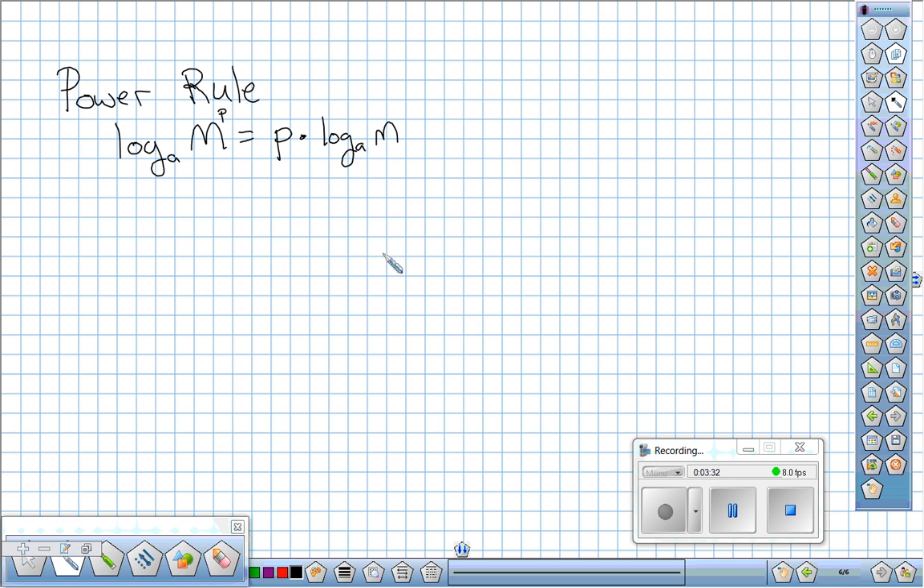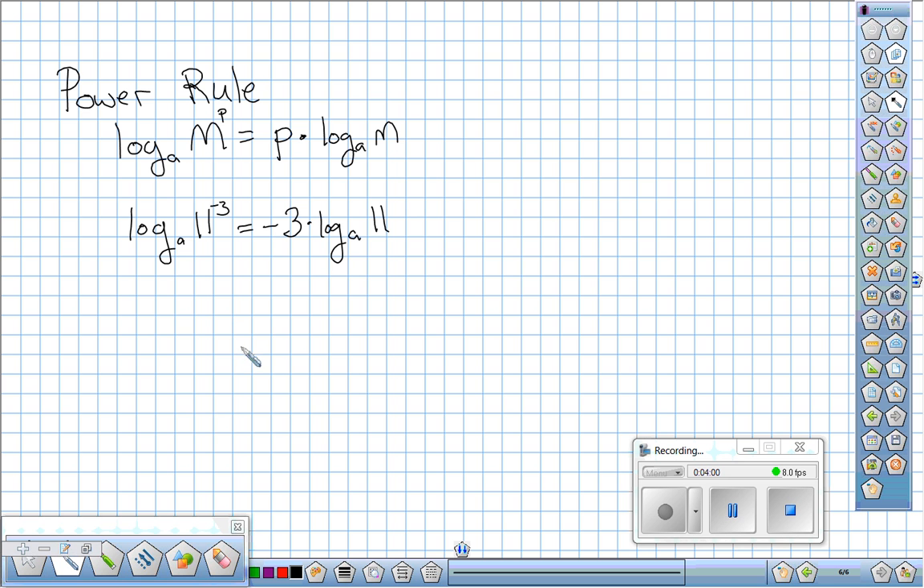An example of that, let's try to find one that actually works nice. I have log base A of 11 cubed. All I'm going to do is rewrite it using this power rule. I have 3 times the log base A of 11.